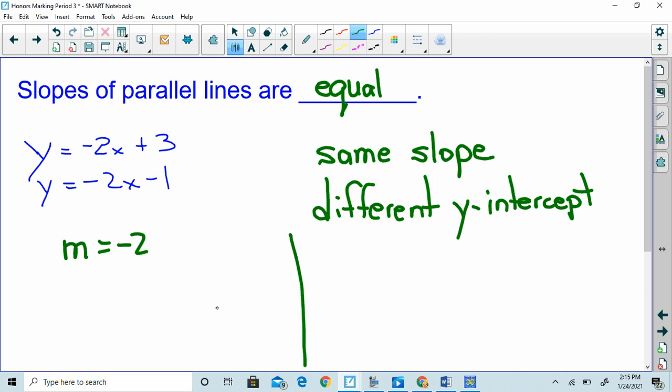If you wanted to do a little proving of that, you would start by graphing your first line, starting at the y-intercept 3, go down 2 and over 1. There would be your line 1. For line 2, I'm going to start at -1 and go down 2 and over 1, and we'll see that these two lines are parallel.